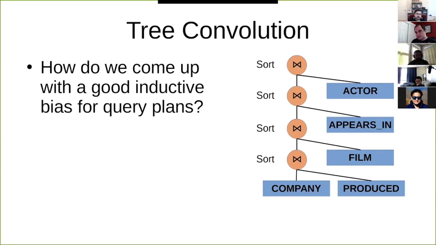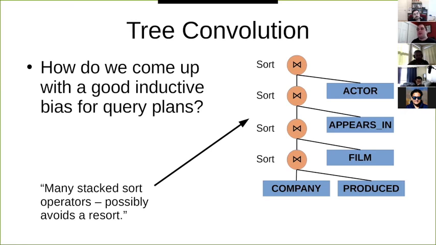So based on that, we decided to try to figure out, okay, what's the primitive thing? What's the deep down thing that humans look for when they're trying to decide if a query plan is good or not? For example, with this query plan here, if you're a human being who knows a little bit about databases, you might see a whole bunch of stacked merge join operators, stacked sort operators. This might be avoiding a resort and might be giving you a very nice pipelined plan, right? Where you just do merge join after merge join after merge join. So that looks really good. I like that long chain of sort operators.